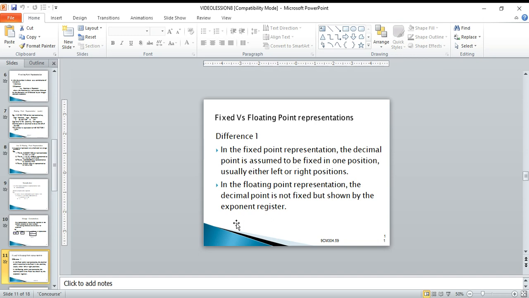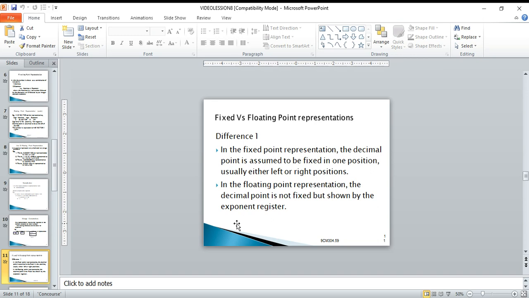In the floating point representation, the decimal point is not fixed but shown by the exponent register, meaning that where the decimal point is present is shown by the exponent register. This is one difference between the fixed point representation and floating point representation.